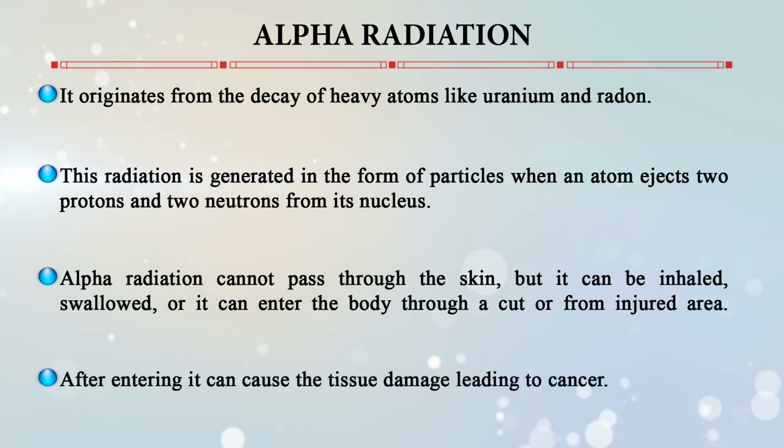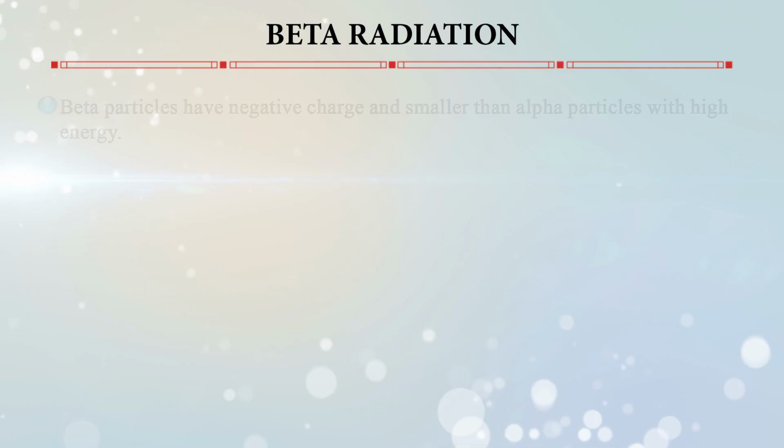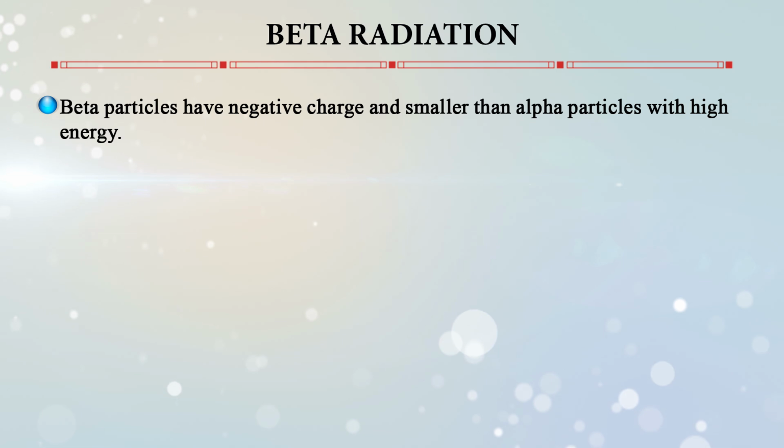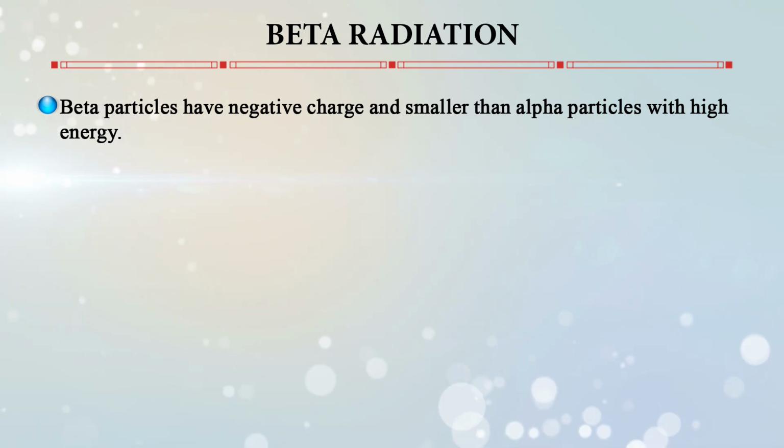After entering, it can cause tissue damage that sometimes leads to cancer. That is why those who work in the radiation sector are prone to these cancers. Now the second particle is beta radiation. Beta particles have a negative charge and are smaller than the alpha particle, with high energy.